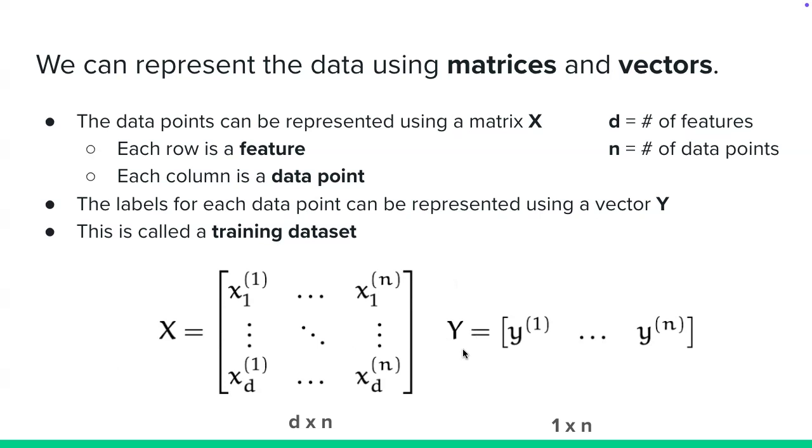And the labels for every data point, we store them in a vector or a list of numbers called Y. And these two things together are called a training data set. Two things that I want to define are D and N. D is how many features we have, and N is how many data points we have.